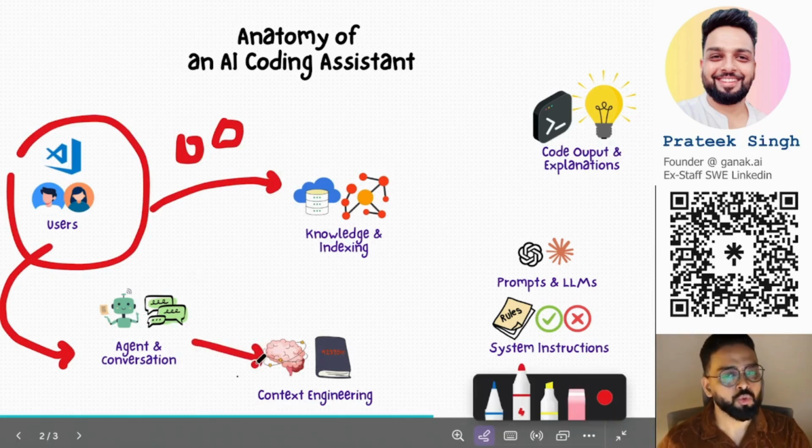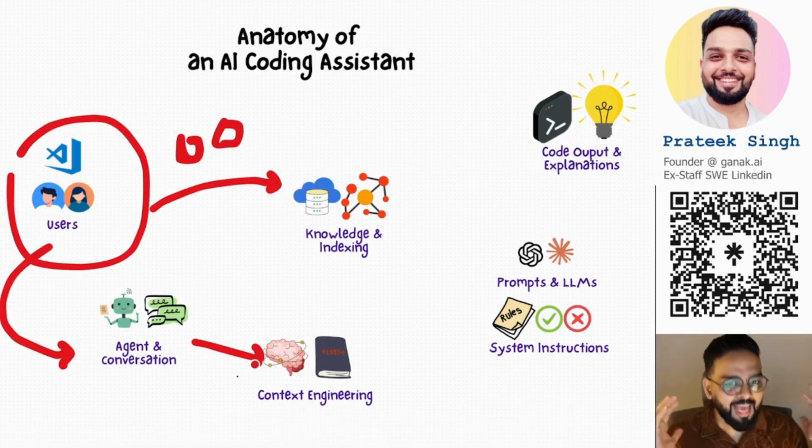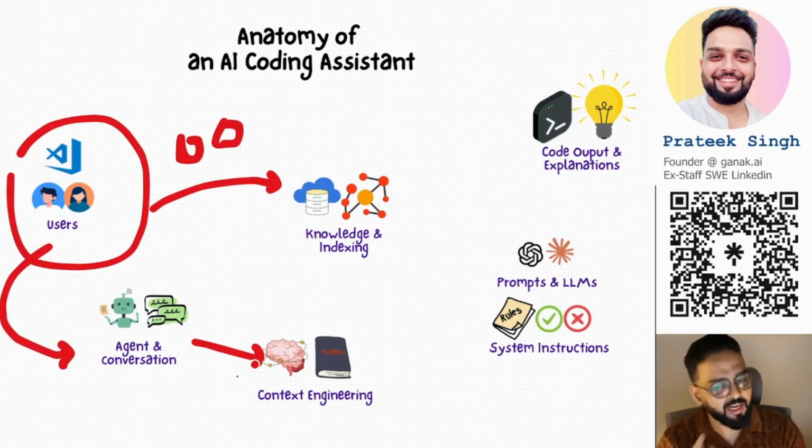Now, this goes through something which is called context engineering. Context engineering is basically gathering all the relevant context, the best bits that fit into a prompt, which are recent lines, related files, comments, documents, or whatever.